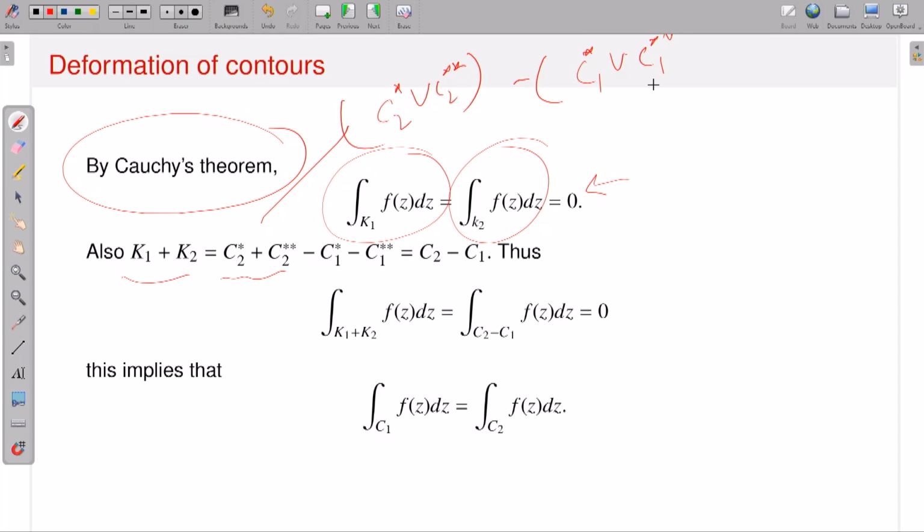But what are C2 star and C2 double star? These are two parts of your contour C2. So if I take the union, I will get back my contour C2. Similarly, C1 star and C1 double star are two parts of your contour C1. So if I take the union, I will have the contour C1. Therefore, this union will give you the contour C2, and C1 star union C1 double star will give you the contour C1.